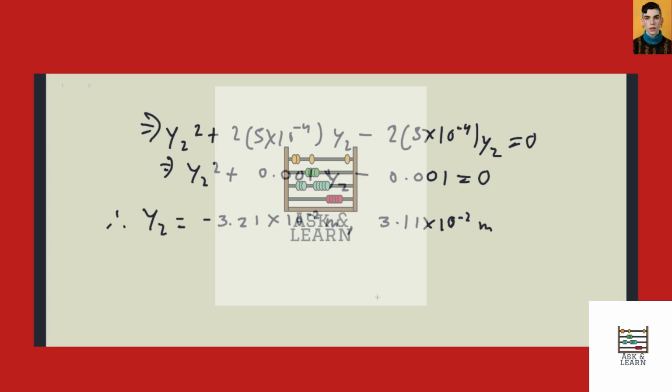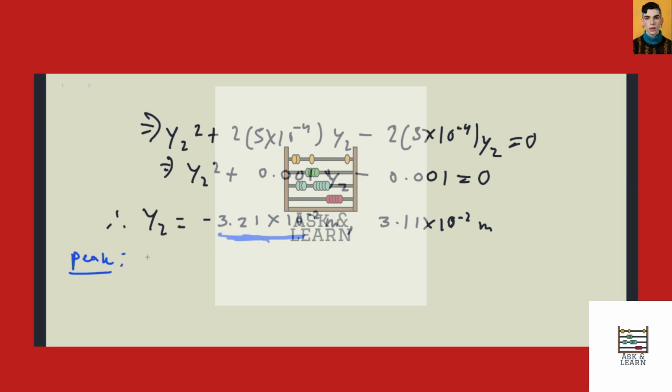Now, we may be tempted to just take the positive answer, but that would not work in this case. Remember, we want the scale reading at its peak. And so the peak height will be whatever has the larger magnitude of y. So negative 3.21 times 10 to the negative 2 meters is the larger absolute value of these two. So that's the one we take.